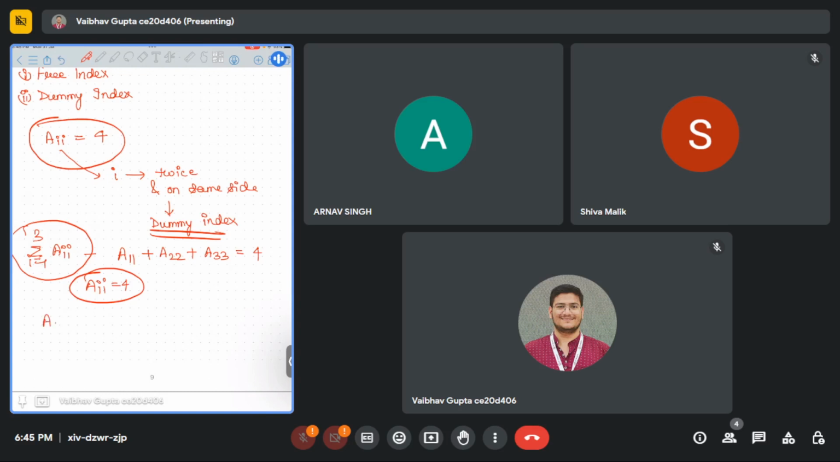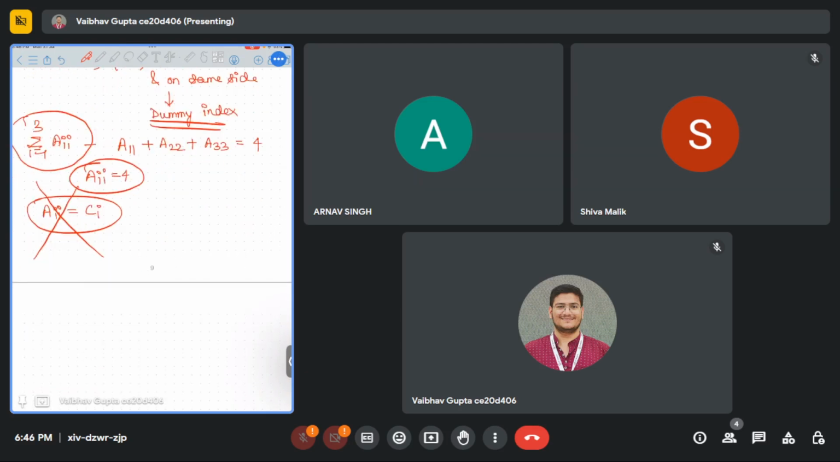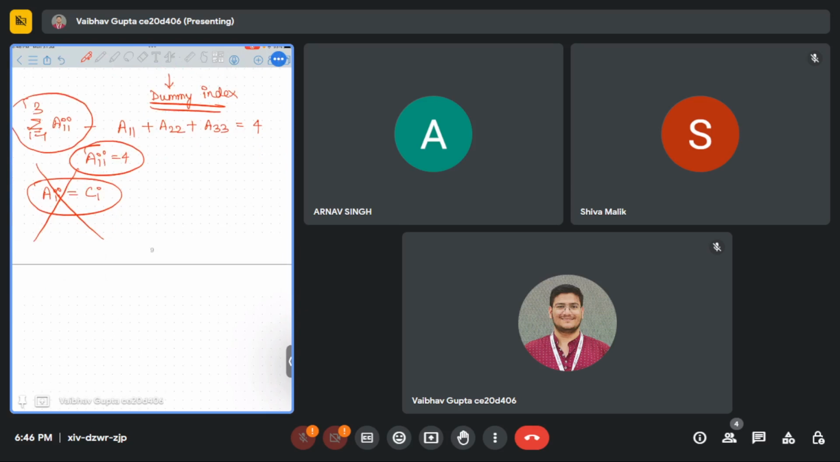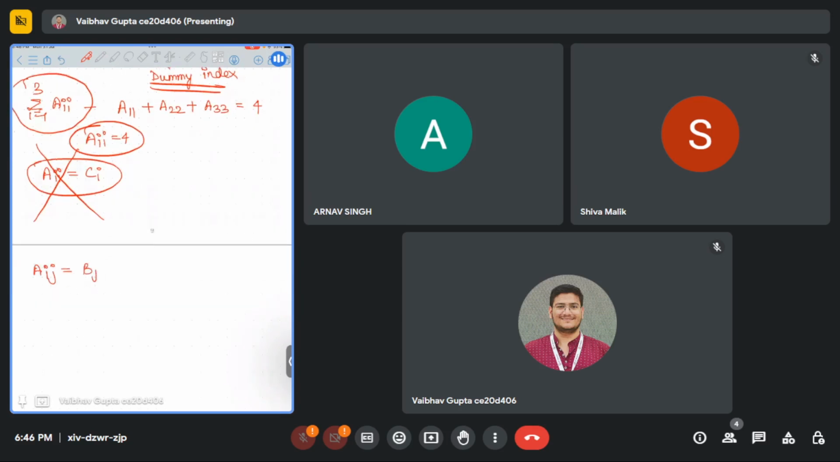Suppose I write Aii is equal to Ci. This is wrong. An index cannot repeat more than twice. This thing is wrong. It has to be repeated twice only. So suppose it is like this, Aij is equal to Bj.